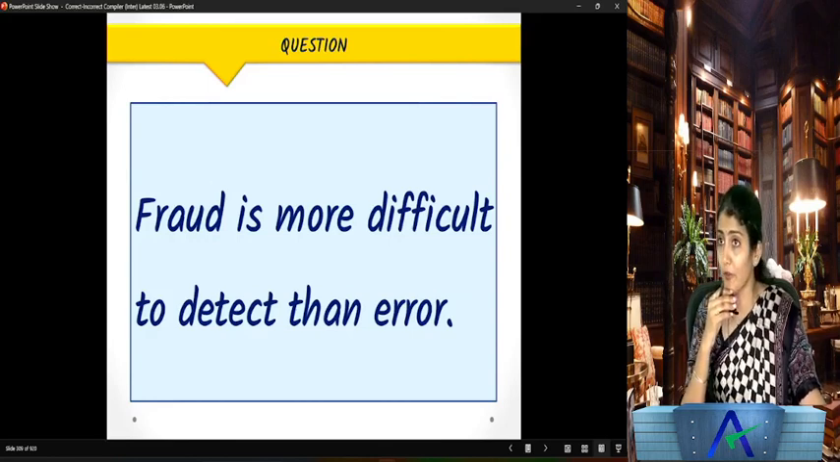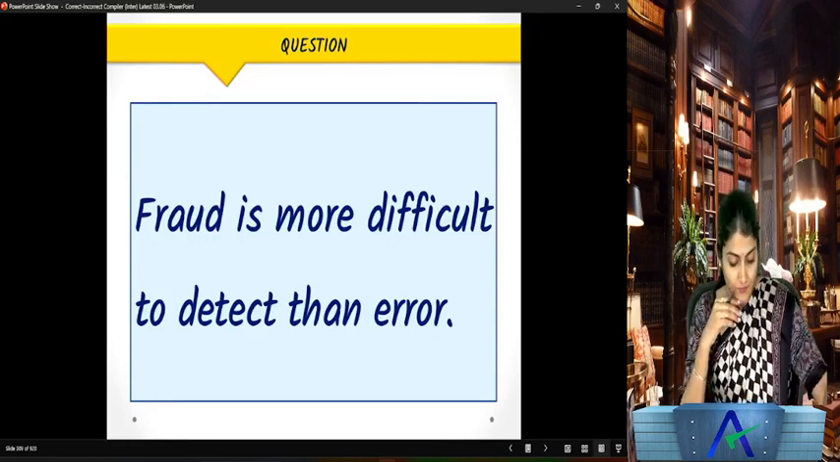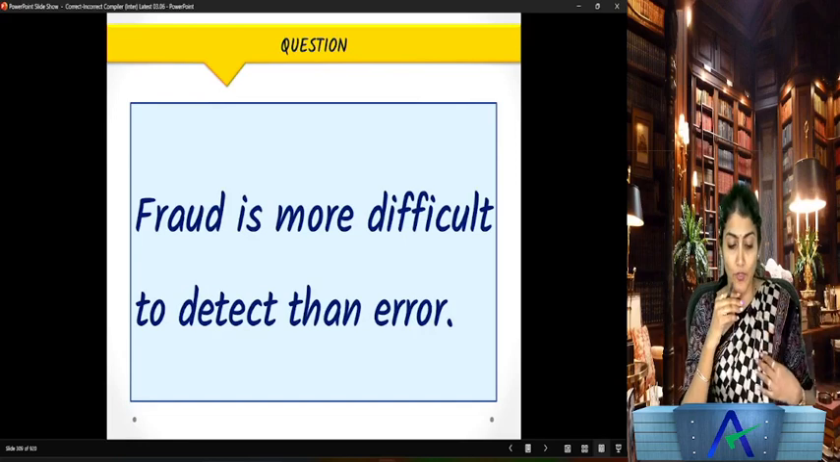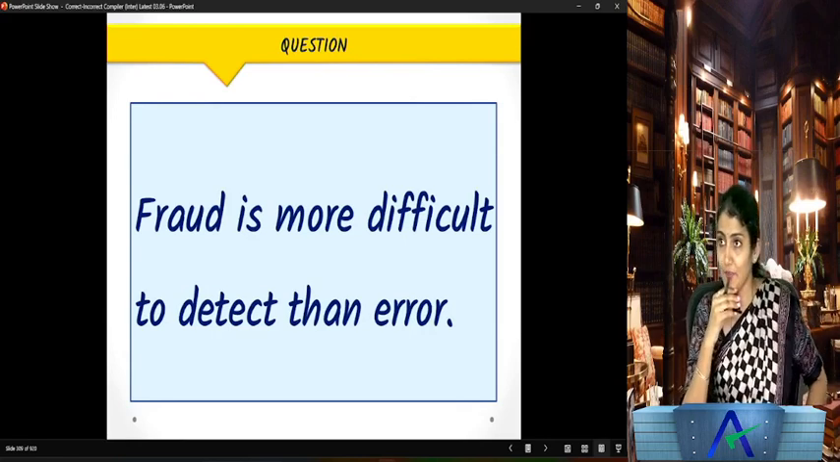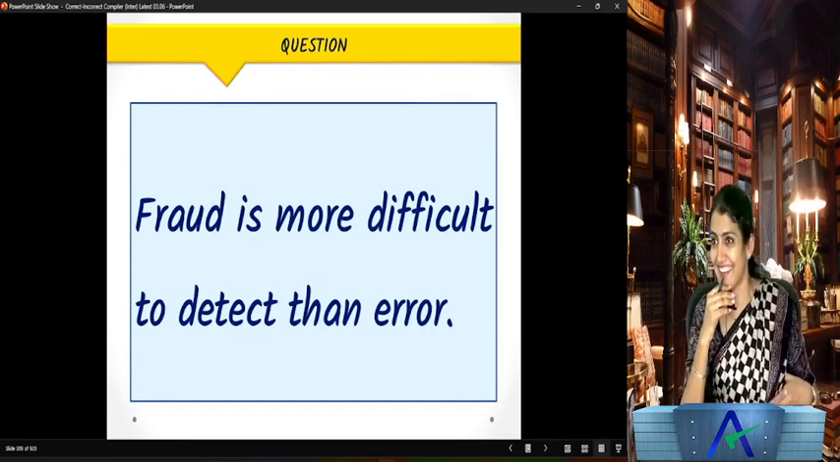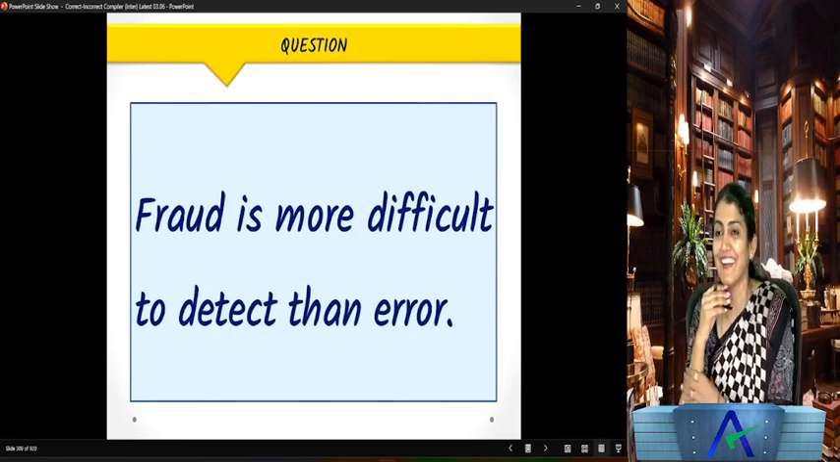Yes, is fraud more difficult to detect than error? Write down. Yes, fraud is more difficult to detect than error. Correct. Write down. Fraud is more difficult to detect than error. I don't disagree with the statement.